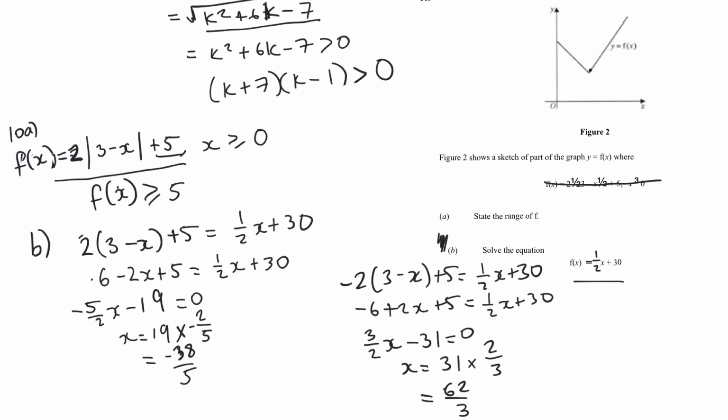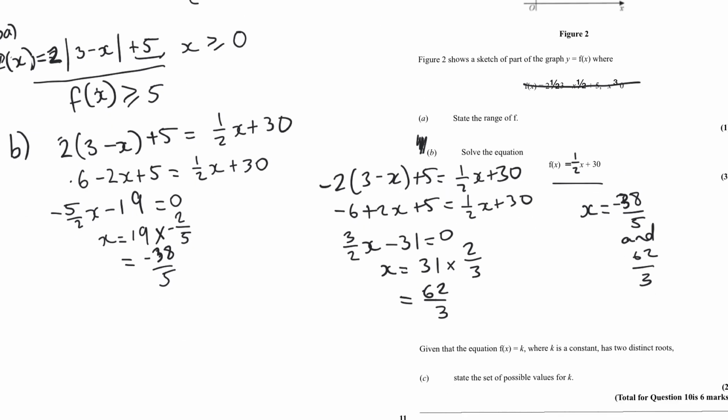So then now that we've worked out the solving, we'll just put x is equal to -38 over 5 and 62 over 3. Okay, and then moving on.